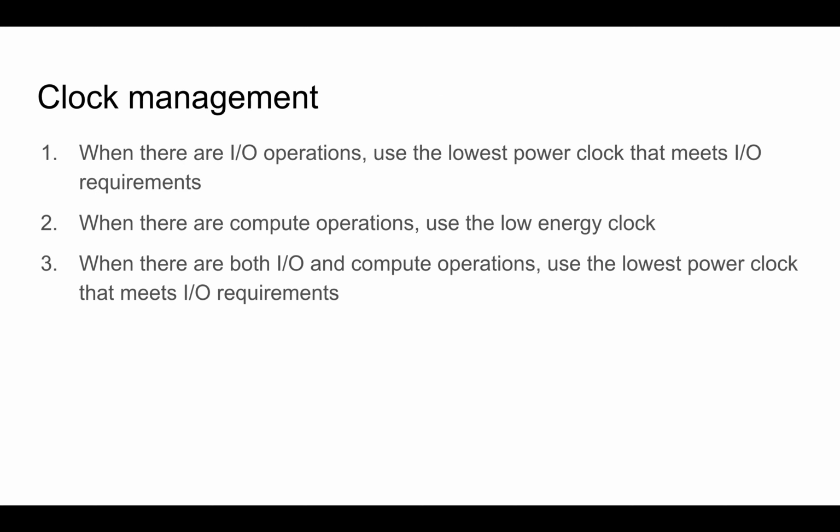Our energy efficient clock management strategy works like this. When there are I/O operations, the kernel uses the lowest power clock that meets I/O requirements. When there are compute operations, the kernel uses a low energy clock. When there are both I/O and compute operations, we use the lowest power clock that meets I/O requirements. This trades performance for energy efficiency. The compute operations take longer, but much of the static power cost is free since it would have to be spent anyways because of I/O. If compute is still ongoing when the I/O operation is complete, then the low energy clock can be used.